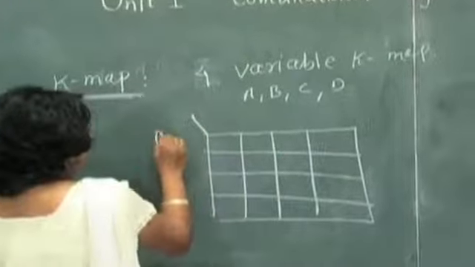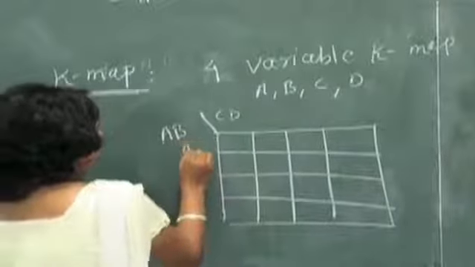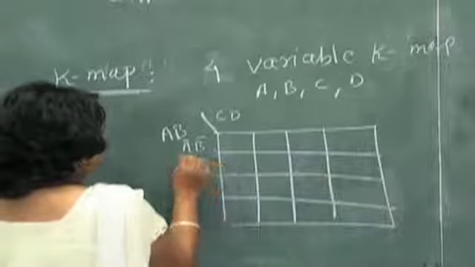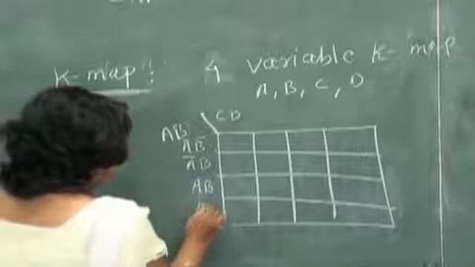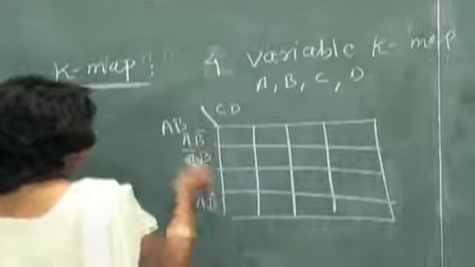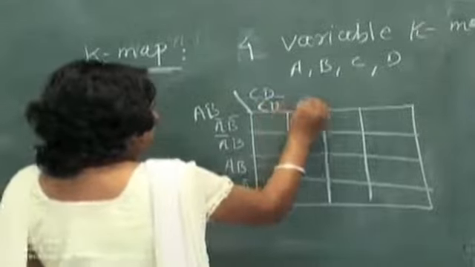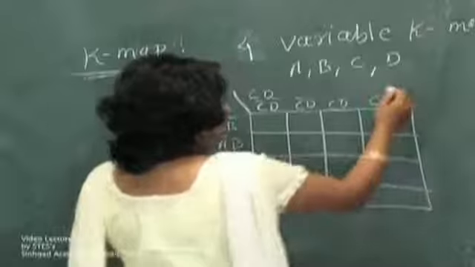So it will be like this: A, B, and C, D. Vertically it will be written as A bar B bar, A bar B, sorry, A bar B, again A B, gray coding sequence, and A B bar. Similarly, horizontally it will be written as C bar D bar, C bar D, C D, and C D bar.